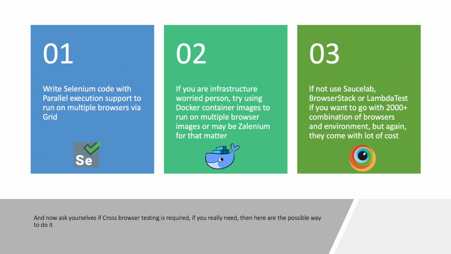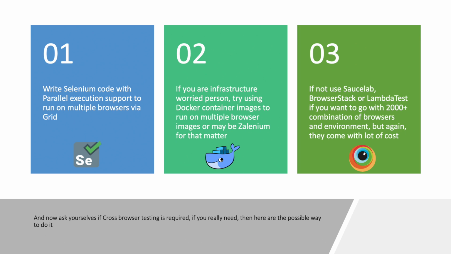Once you have asked all these questions, you will know whether you need to do cross-browser testing or not. But if you still feel that cross-browser testing is going to be the most important thing for your case, there are so many solutions available. Some of them are these. Write Selenium code with parallel execution support to run on multiple browsers via Selenium Grid. Or if you are an infrastructure person, try using Docker container images to run on multiple browser images, or maybe Selenoid for that matter.